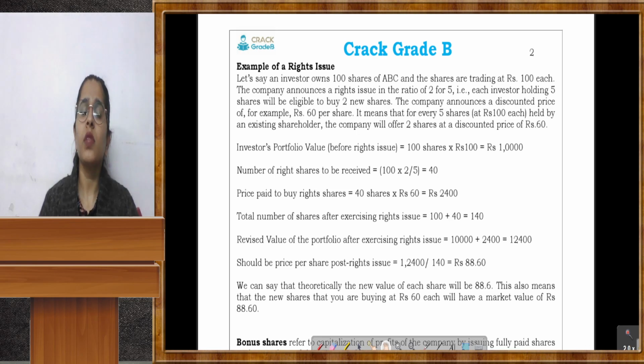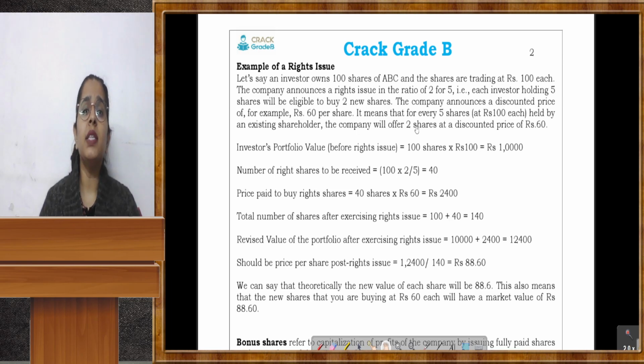Now the company announces a discounted price of, for example, rupees 60 per share. I have told you earlier also, to attract existing shareholders, what the company does is announce the rights issue price lower than the current market price. Currently shares are trading at 100, right? So the company has said you are our existing shareholders and you will have to pay only 60 per share. So there is a discount for you.